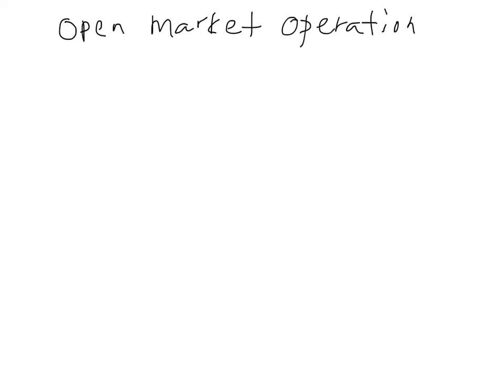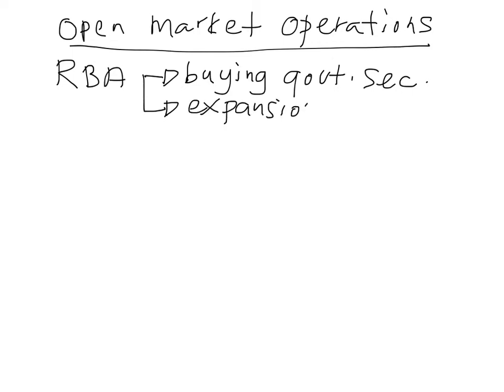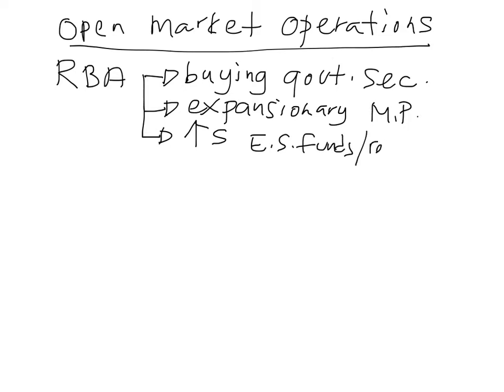Okay, today we're going to do an explanation of open market operations. With open market operations, you have the Reserve Bank of Australia buying government securities, which is essentially running expansionary monetary policy. The Reserve Bank of Australia is basically increasing the supply of what we call exchange settlement funds or exchange settlement reserves, or quite frankly, I just use the word money. They're increasing the supply of money into the economy.